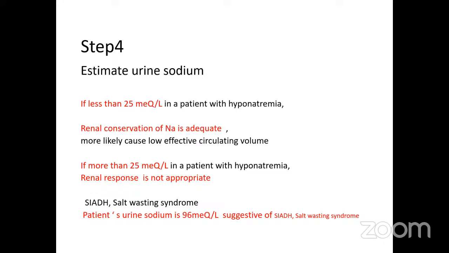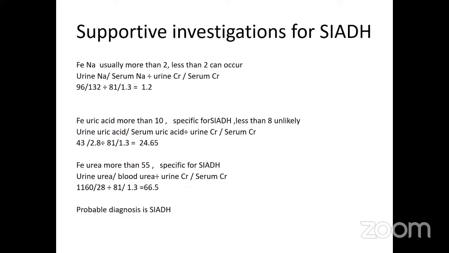If more than 25 milligram per liter in a patient with hyponatremia, that means the renal response is not adequate. The kidney is either not conserving sodium or the kidney is retaining more water. So this could be due to ADH or a salt wasting syndrome. This patient had a urine sodium of 96 milligram per liter, suggestive of SIADH or a salt wasting syndrome. What are the supportive investigations you do for your diagnosis of SIADH?